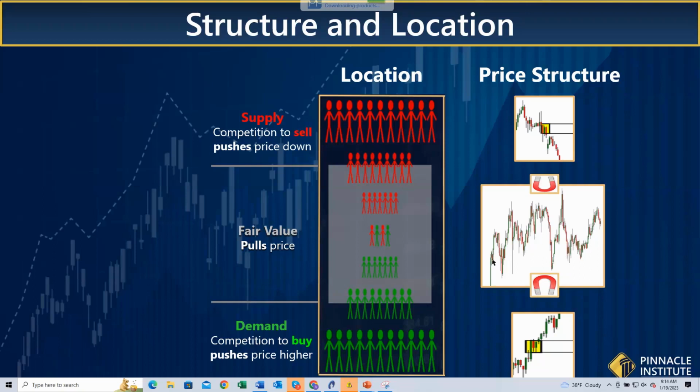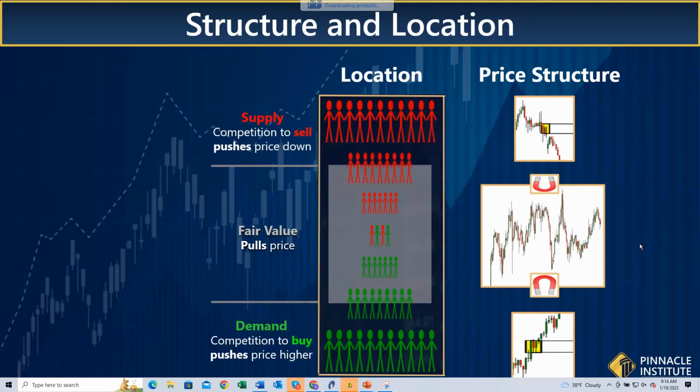What looks like a perfect supply-demand zone, structure-wise, they're great. But price goes right through them. None of them work. Why? Because of location, because they're inside fair value. Does that make sense? Everybody kind of on board with that, on the same page with that? Everybody understand? We're going to move on.